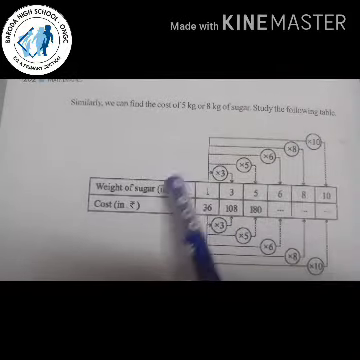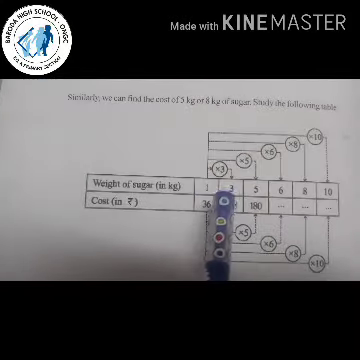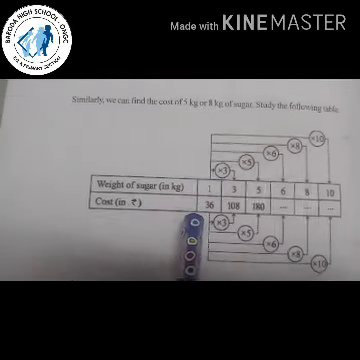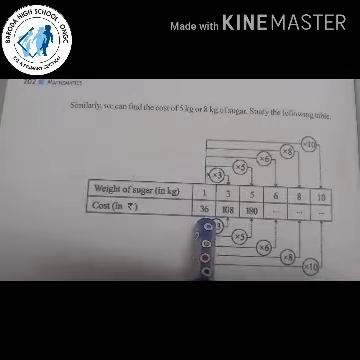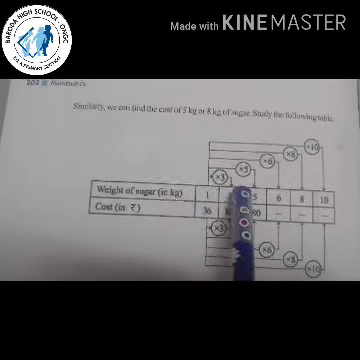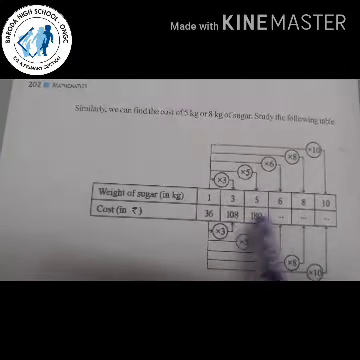One more observation you will see is when we divide the weight of sugar by cost, when we take the ratio, we will get a constant quantity, that is 1 by 36. 1 kg of sugar, the price is 36. For 3 kg, it's 108. For 5 kg, it's 180.